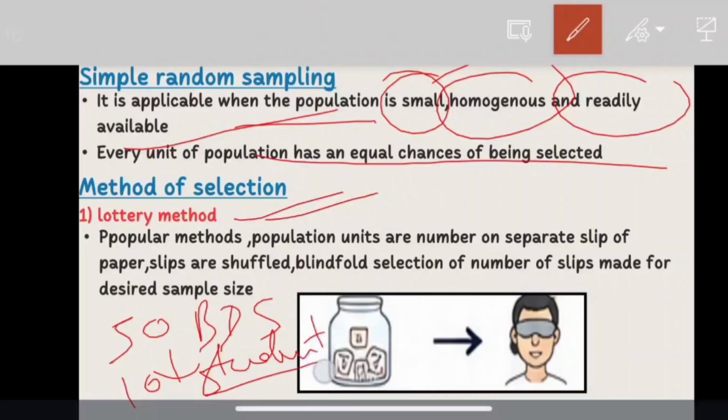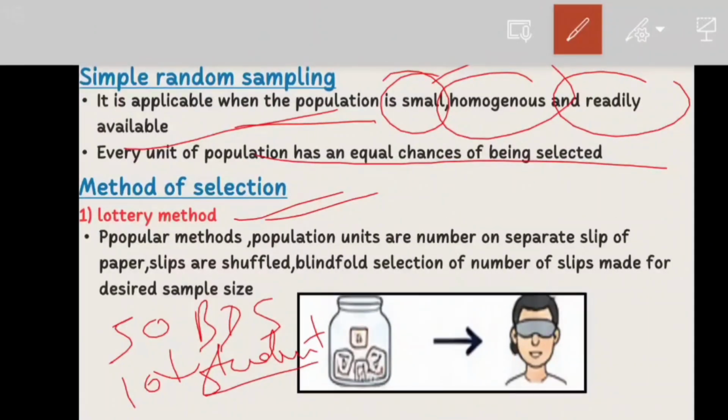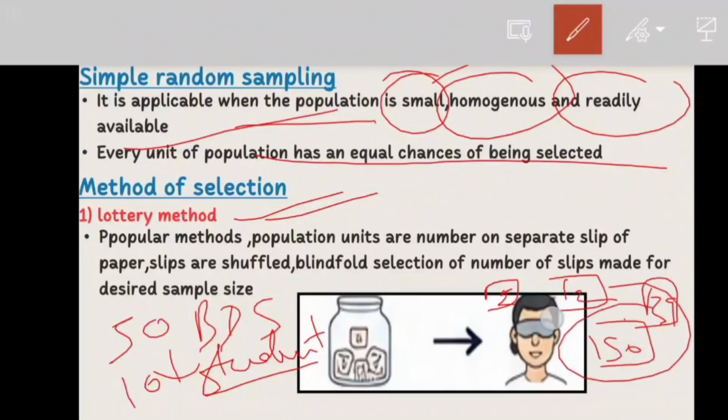So we write the numbers 1 to 50 on separate pieces of paper, like 1, 2, 29. So there are 50 separate pieces of paper like this. Then we number the slips, shuffle them and then select a slip randomly. The selected numbers become our sample and this is called the lottery method.